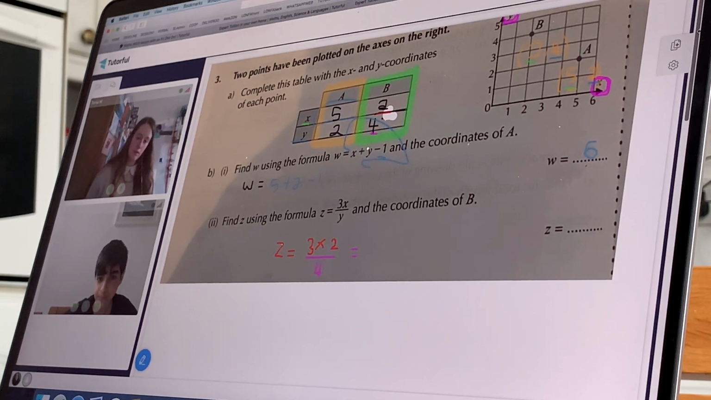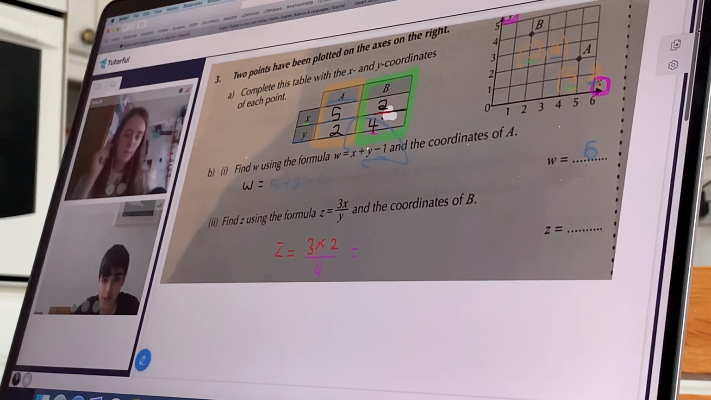So this one's a bit trickier. It's not a whole number. You have to divide 6 by 4. Yeah, brilliant. So it just becomes.